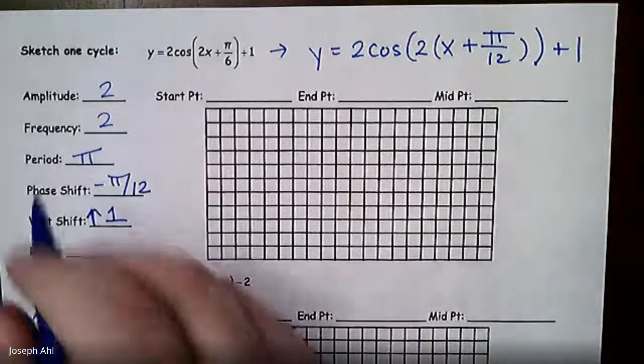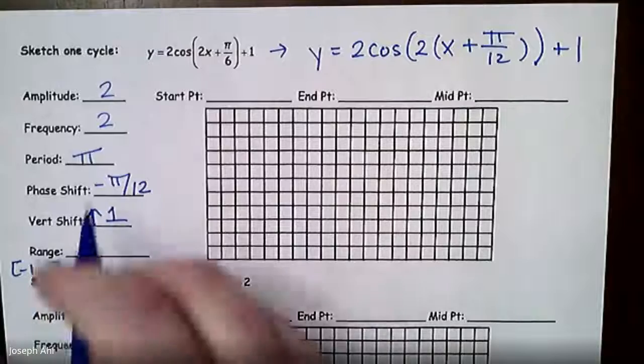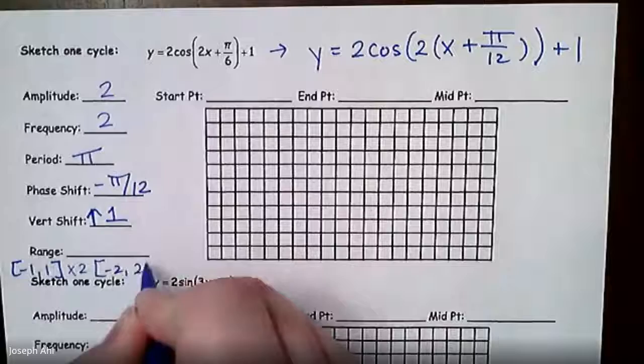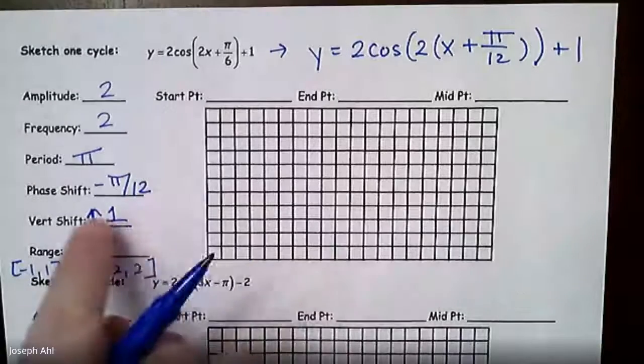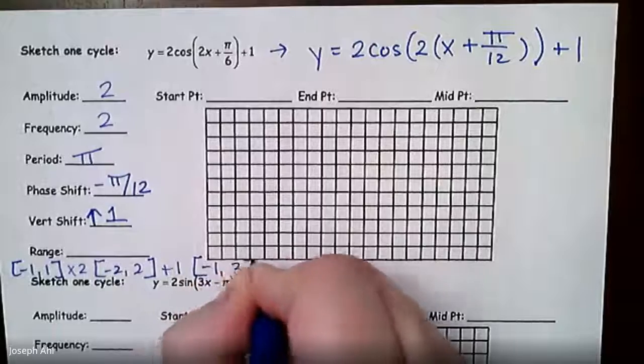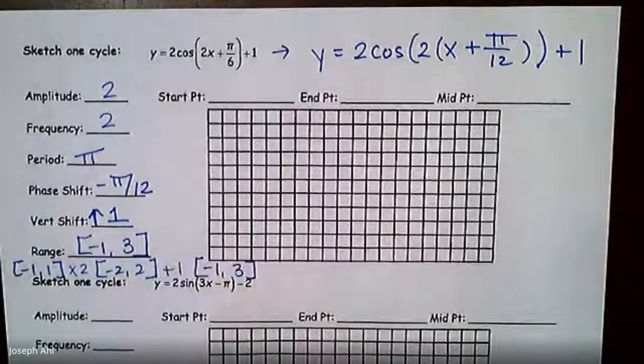And let's see what the range is going to be here. So the range starts off -1 to 1. Then because of the amplitude of 2, we're going to double it. So now we're at -2 to 2. And then the vertical shift of +1 is the last step. So now we're at -1 to 3. So here is the range of y values.